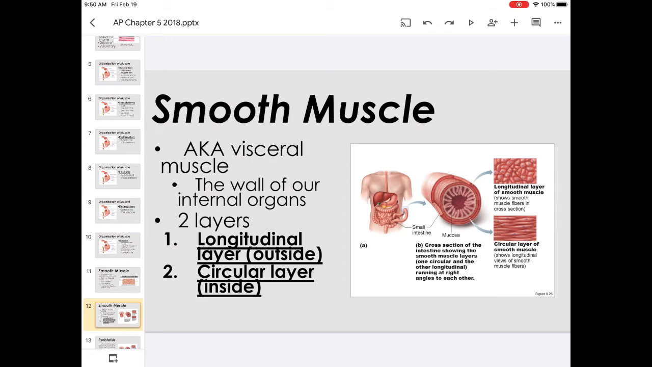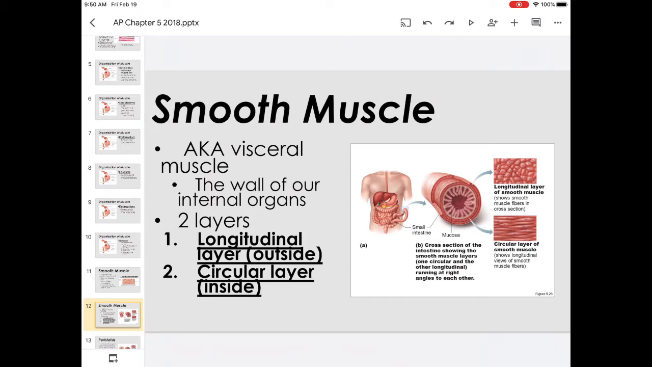Okay, so your smooth muscle is also known as your visceral muscle, and these are the ones that make up the walls of your internal organs. They are found inside of your stomach, your intestines, your bladder, your respiratory passages, all these things that are automatically, unconsciously doing the work that needs to be done without you having to think about it.